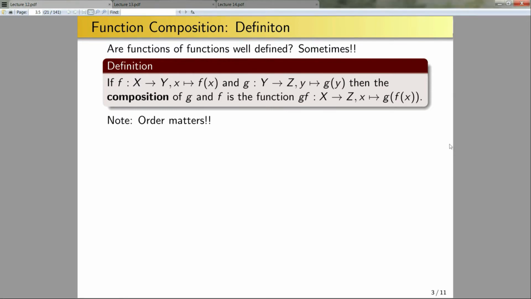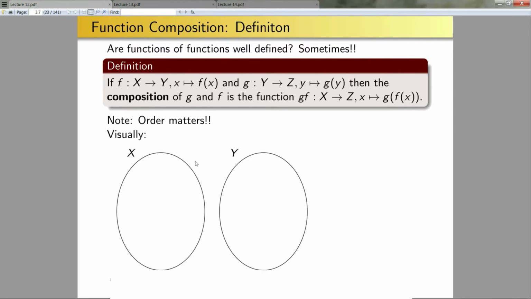Okay, so one thing to notice here, order matters. Explicitly, f of g of x is not equal to g of f of x and may not even be defined. I will give a few examples of that in a minute. To better understand what this definition is saying, let's visualize this definition. So visually, I start with two sets X and Y.